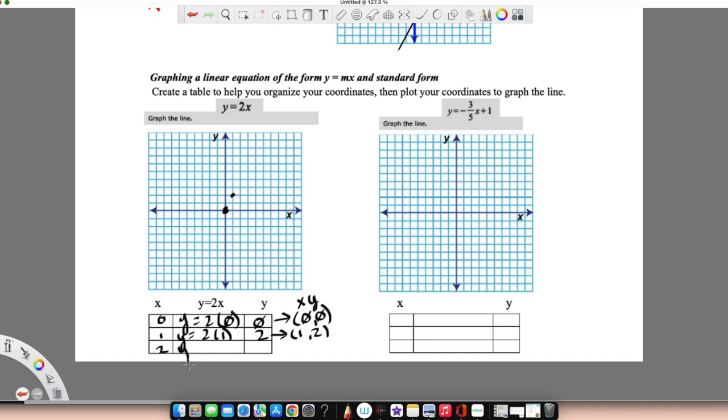And I always do 3 points just to make sure that we have this nice straight line. Really, we only need 2 points, but I always do 3 just for that extra little check. So 2 times 2 would get 4. So now I have a coordinate of 2, because that was my x, and 4 for my y. So now I'm going to 1, 2, 1, 2, 3, 4. And that does look like a nice straight line.